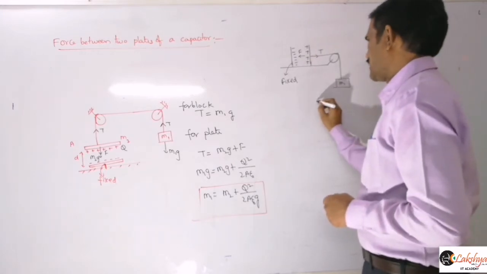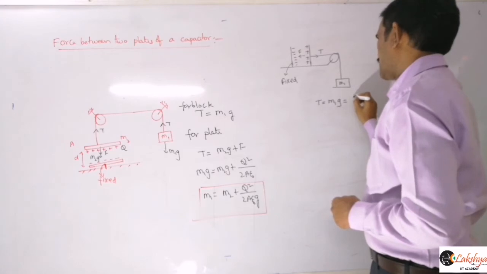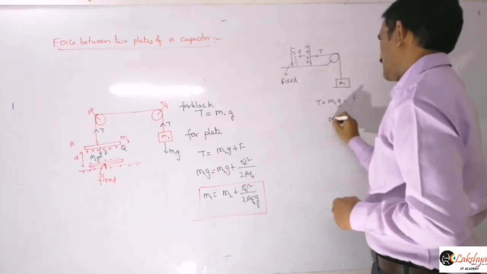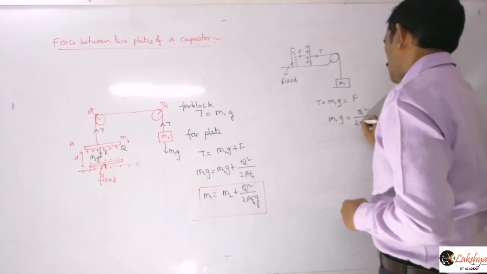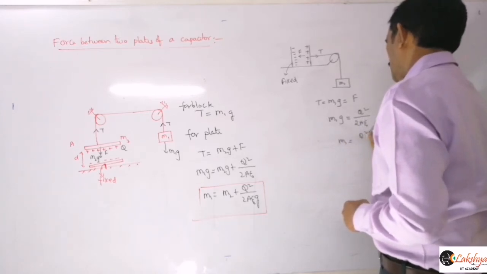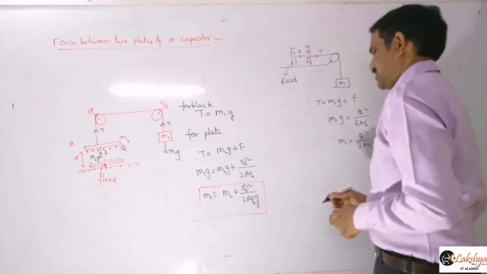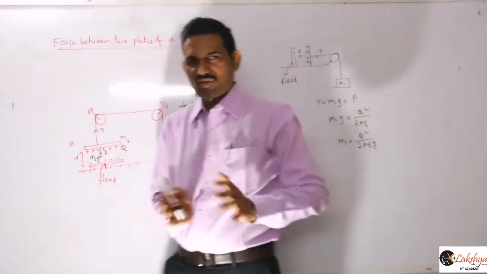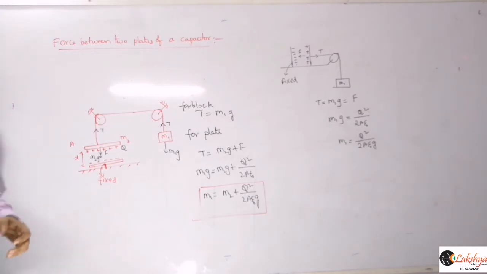So only what we can write here is the tension T is nothing but M1G, and this value is equal to that force. Therefore M1G is equal to Q square by 2A epsilon naught, or M1G is Q square by 2A epsilon naught into G. So that is the difference between those two cases.